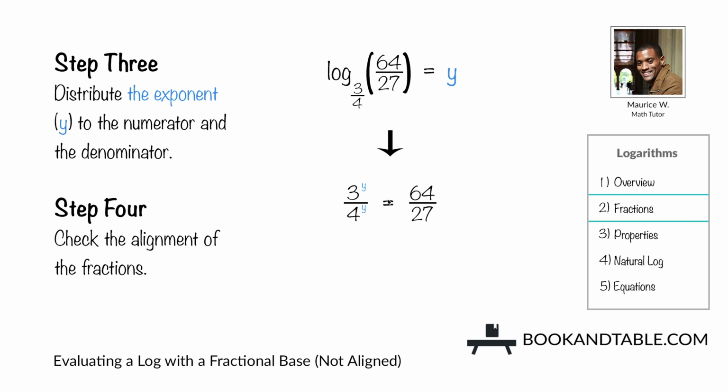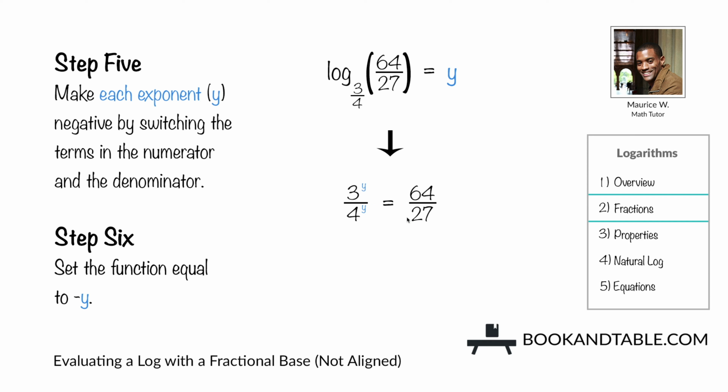And it is at this step where things will change, because when we check the alignment of the fractions, we will notice that for the numerators, we have 3 to a power of y is equal to 64. And we cannot multiply 3 times itself and wind up with a product of 64. And if we look at the denominators, we get 4 to a power of y is equal to 27. And we cannot multiply 4 times itself and wind up with a product of 27, letting us know that these fractions are not aligned. So at this step, our 5th step is now to make each exponent negative by switching the terms in the numerator and the denominator.